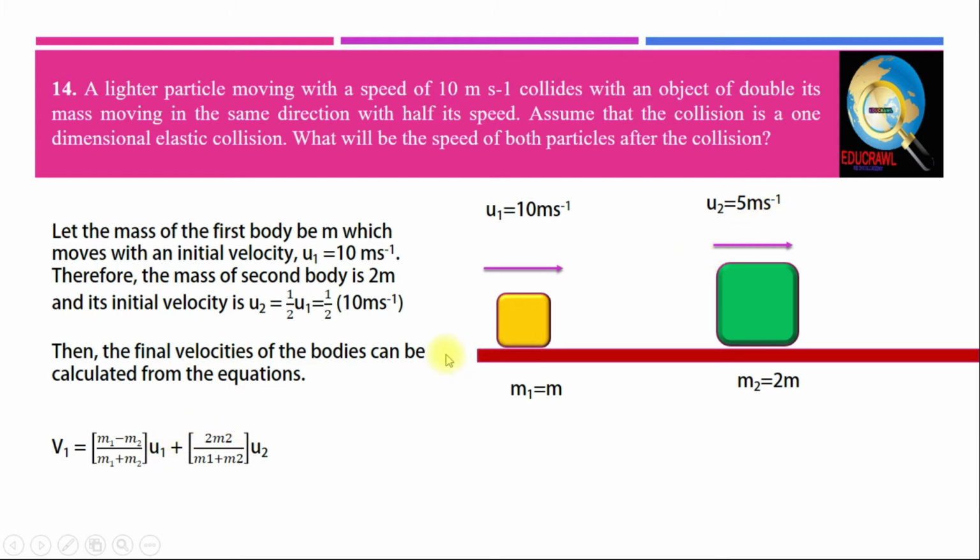Final velocity, we have already seen in the derivation of elastic collision. The final velocity is given by the formula (m1 minus m2) divided by (m1 plus m2) into u1 plus 2m2 divided by (m1 plus m2) into u2. Here we are going to substitute the m1, m2 values in this equation and find the final velocity. Here in the animation you can see how the object is colliding with the other object.